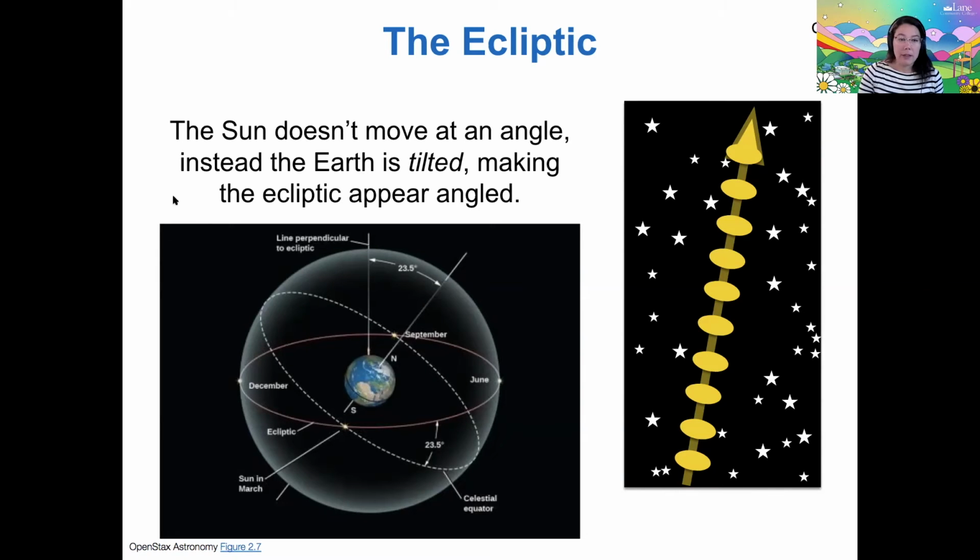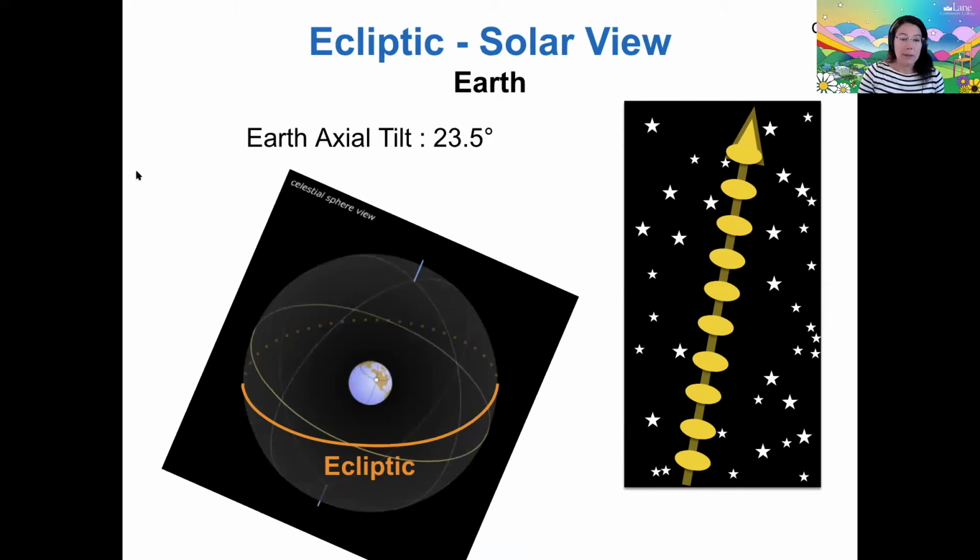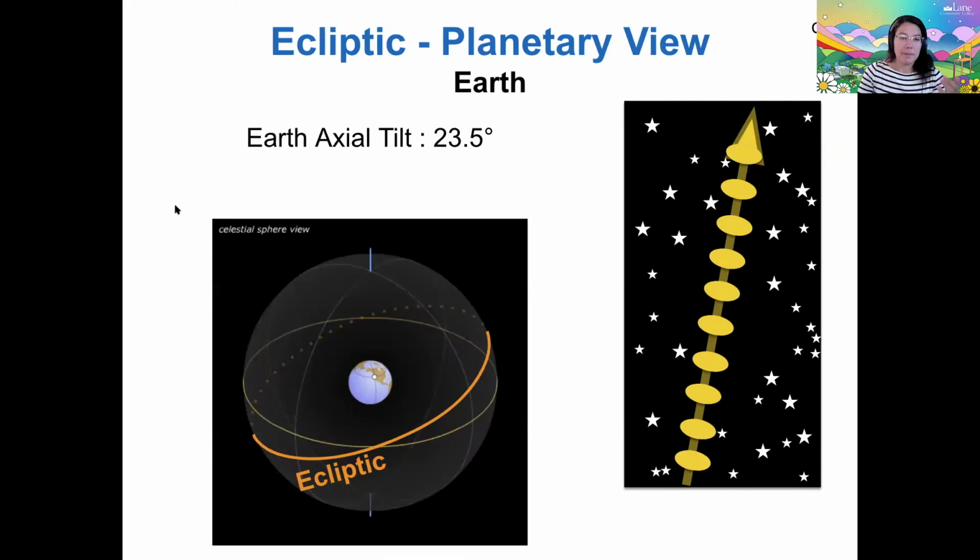All right, so from the perspective of the sun, the Earth is the one that's tilted. But from the perspective of observers on Earth, it appears that we are not tilted and that the sun is tilted on the ecliptic. All right, hopefully that makes sense. So it's a frame of reference that leads to this ecliptic appearing tilted.